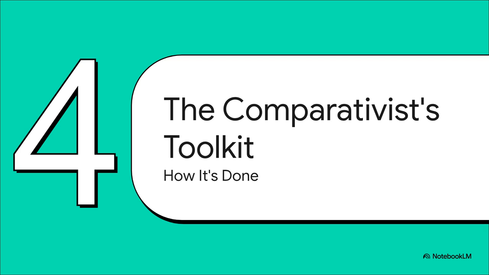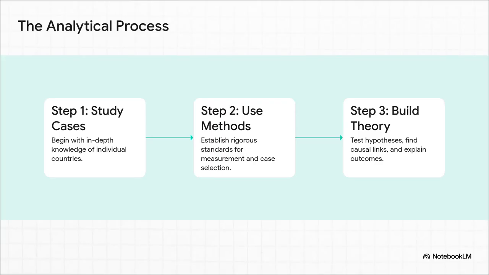Okay, so that's the history, but how do people actually do this stuff today? What's in the comparativist toolkit? Let's take a look. Well, it's a pretty clear three-step process. First, you have to go deep. You start by really understanding individual countries inside and out. Then you figure out a solid, rigorous way to compare them. And finally, you use all that data to build and test theories, the kind that don't just explain what happened, but might even help predict what's coming next.